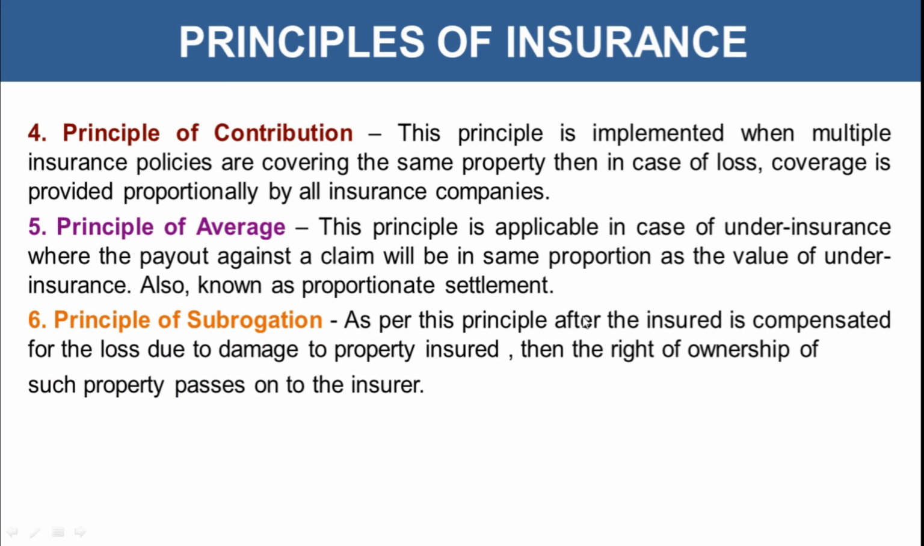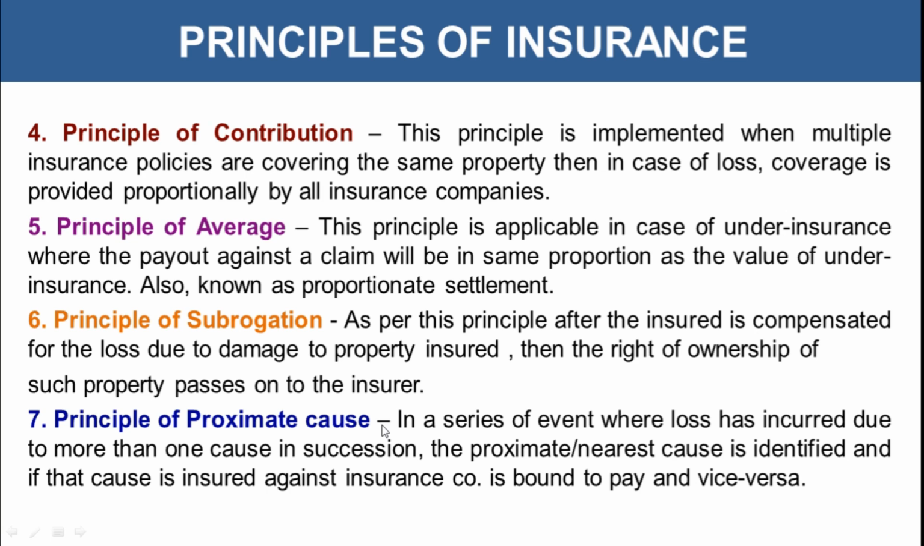Next is the principle of subrogation. As per this principle, after the insured is compensated for the loss due to damage to the insured property, the right of ownership of such property passes on to the insurer. So, if there is total loss to your property, let's take the example of a vehicle which you are owning. If there is total loss to your vehicle and you have taken your insurance coverage for that loss, which has provided you the full amount to get a new vehicle, now after that you won't be having the ownership of that particular vehicle. That ownership would be passed on to the insurer because they have provided you the coverage amount which is actually covering the cost of your vehicle. So in this case the principle of subrogation would apply.